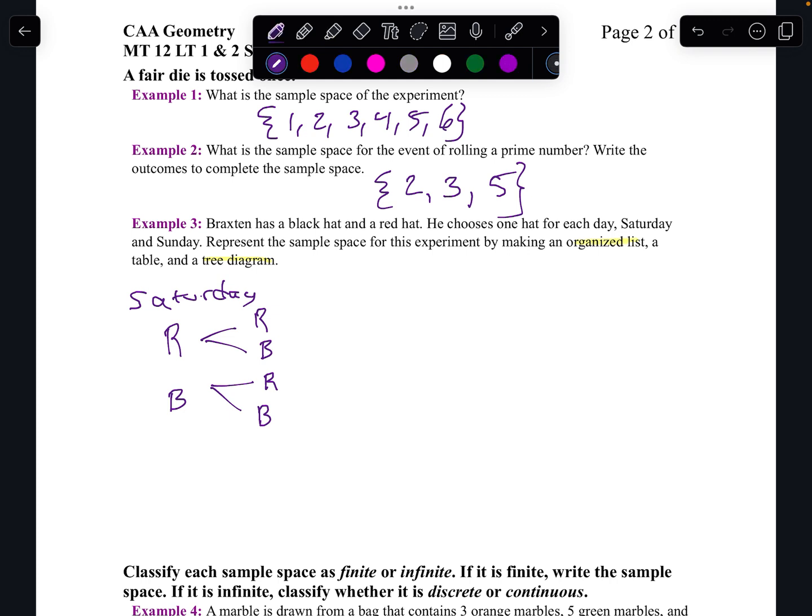I could list these out as an organized list from my tree diagram. I didn't actually have to make the tree diagram, but I'm going to do it this way. So Saturday could be red, Sunday could be red. Saturday could be red, Sunday could be black. Saturday could be black, Sunday could be red. Or Saturday could be black and Sunday could be black.